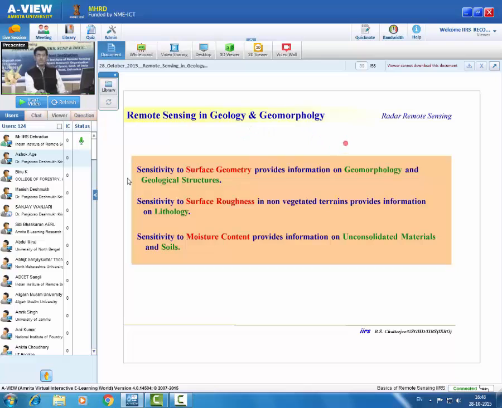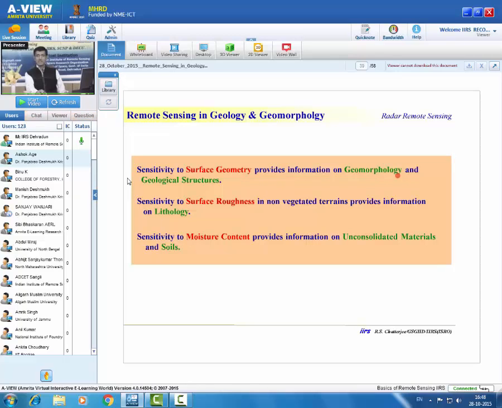Now, how radar remote sensing is important for geology and geomorphology. Why? Because there are 3 criteria why radar remote sensing is important. Because it is very sensitive to surface geometry, surface slope. So it's sensitive to surface geometry or surface slope. So it provides information on geomorphology and geological structure.